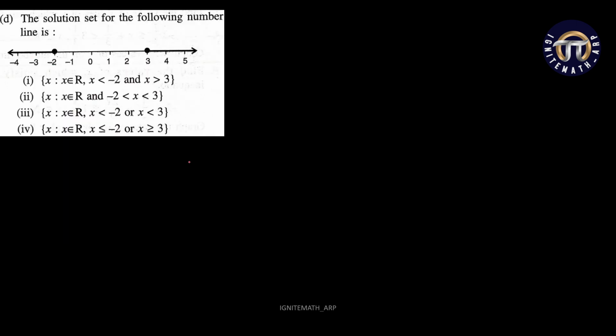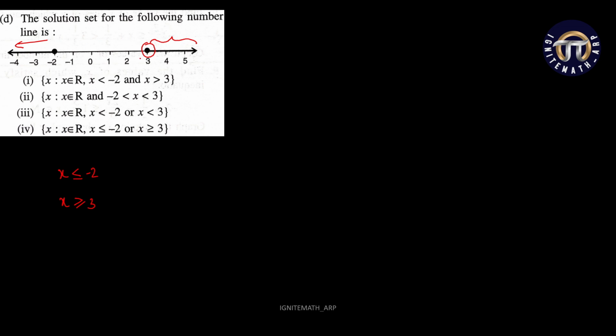So now see the next one. The solution set for the following number line. Look at this, children. Here the lower limit is minus 2. It is darkened. So can I say x is smaller than or equal to minus 2? Clear? Because on the left side the value of x is being taken. So x is smaller than or equal to minus 2 and x is greater than or equal to 3 also. Why should I say or equal to 3? Observe the circle on 3 here. It is darkened. So greater than or equal to 3.